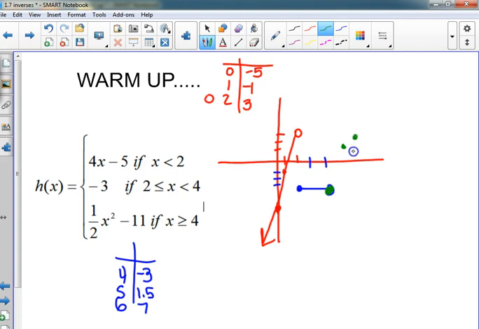Why shouldn't it be? It went over a little bit more, but it went up a whole bunch. Gotcha. It should be a piece of a parabola curving. It's clearly not hitting the dots at all. You guys get graph paper. Continuous at 4, but discontinuous at 2. Everybody's good?